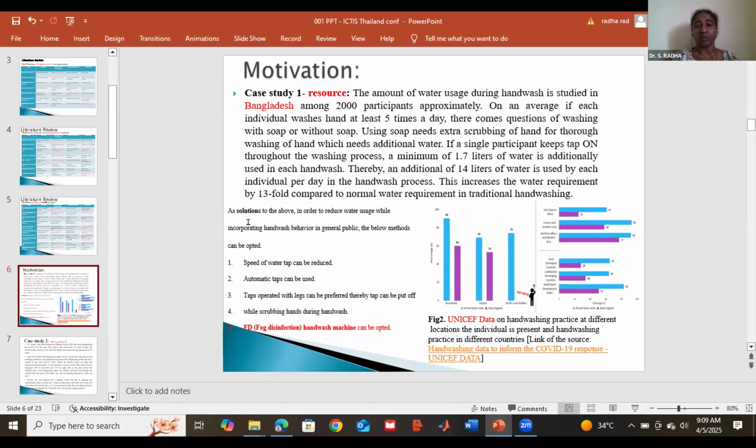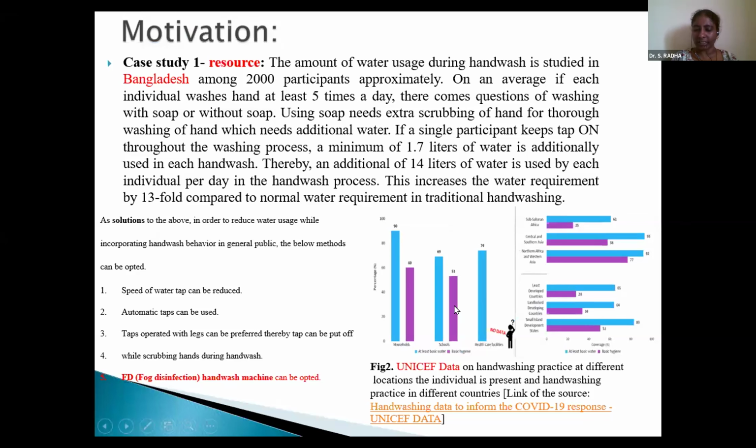As a solution, they have come up with these different ideas: speed of water tap, automatic taps, taps operated with legs, and then turning off while scrubbing hands during hand wash, or fog disinfection. This information is available country wise or educational institution wise, like that. They have done this analysis.